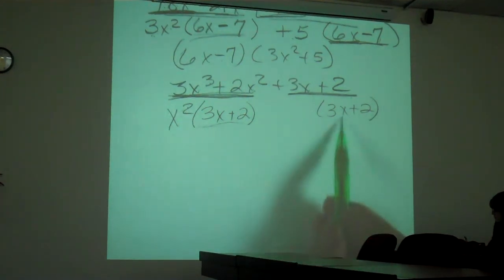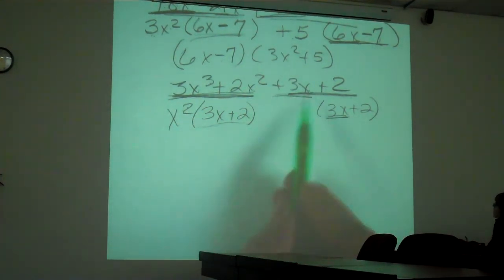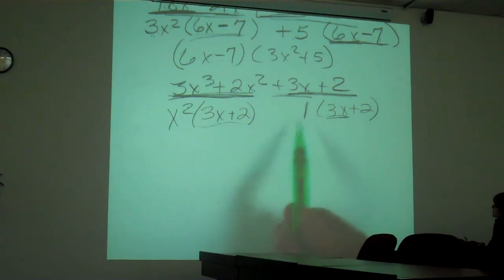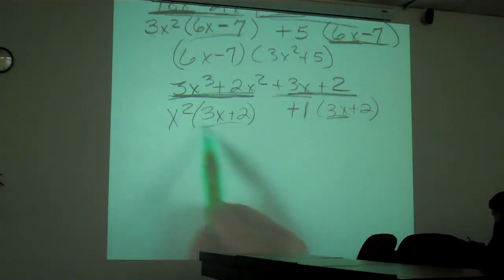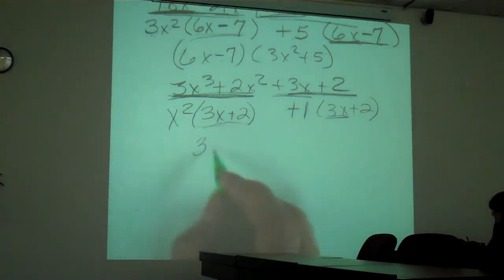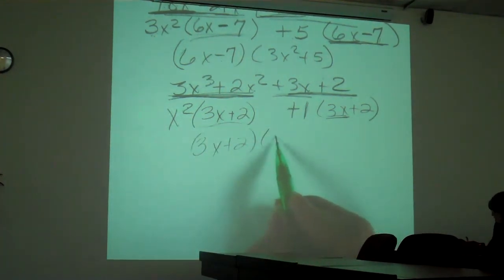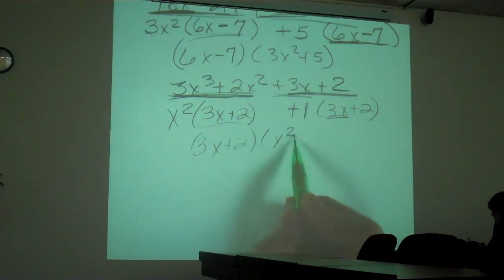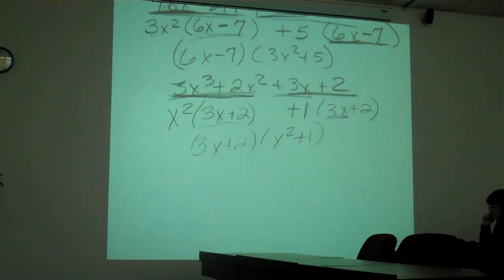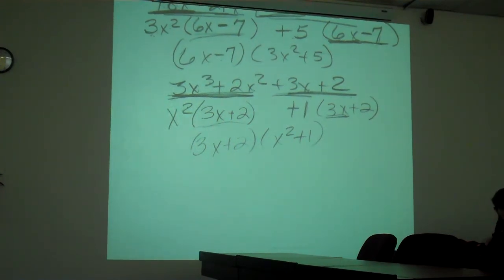How are we going to get this first term? Just 1. Plus or minus? Positive 1, right? So they have in common 3x plus 2. And what's your other term? x squared plus 1. How many people got that? More people? Good. Okay, now we're going to go ahead and go to the lecture.